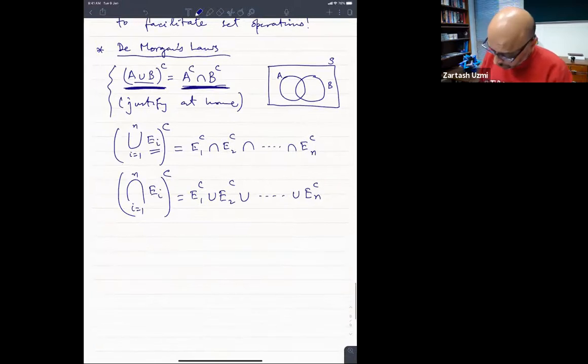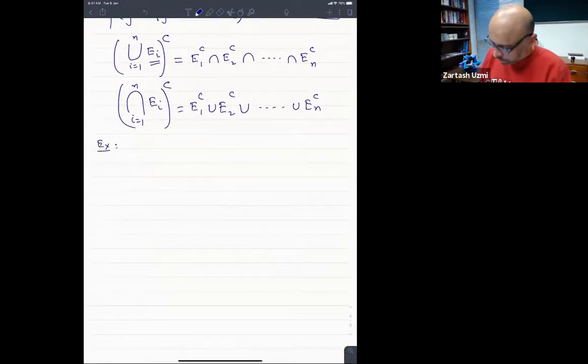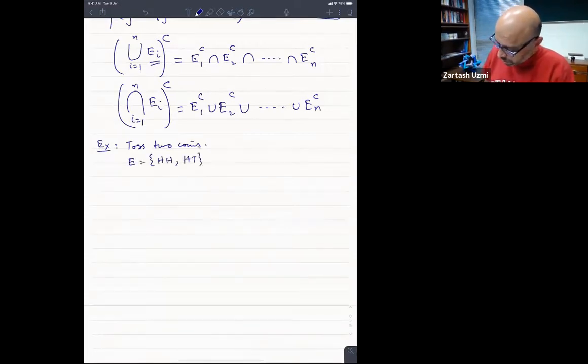Let's give an example of De Morgan's law. Example of De Morgan's law: our favorite example, toss two coins, 4 outcomes. E is HH and HT, the first coin is a head, and F is HH and TH, the second coin is a head. E intersection F is equal to HH, the intersection is this, H and H, and E union F is HH, HT and TH.